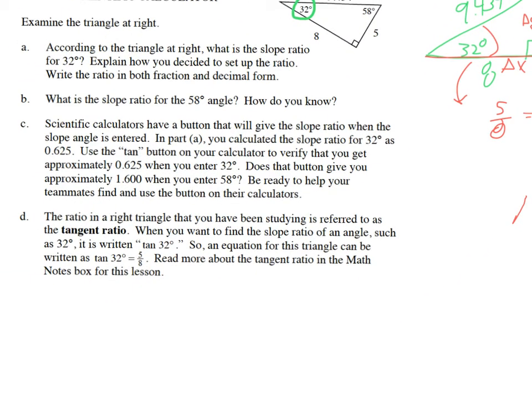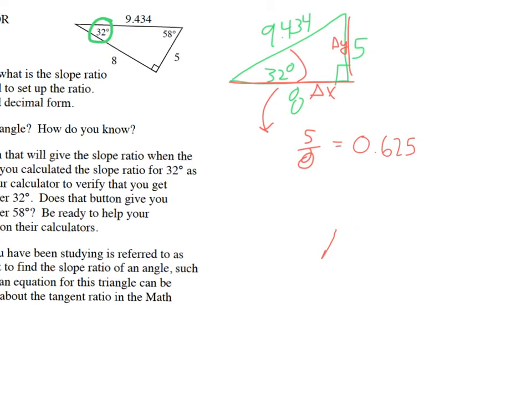It says, what is the slope ratio for the 58-degree angle? Well, I don't need to do any work. I know that 58 and 32 degrees are complements of one another. So this angle up here and this angle are complementary. And remember, if you have complements, we can just take the reciprocal of that, which is going to be 8 over 5, or 1.6. And so 8 over 5 would be the slope ratio for the 58-degree angle within that triangle.